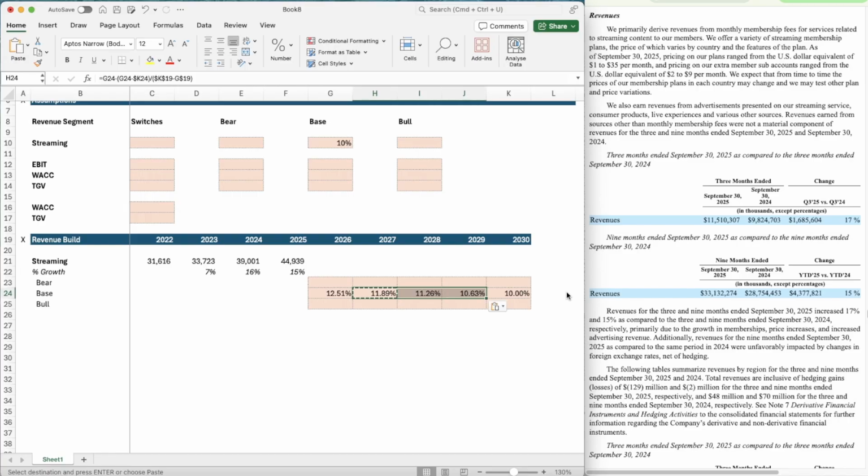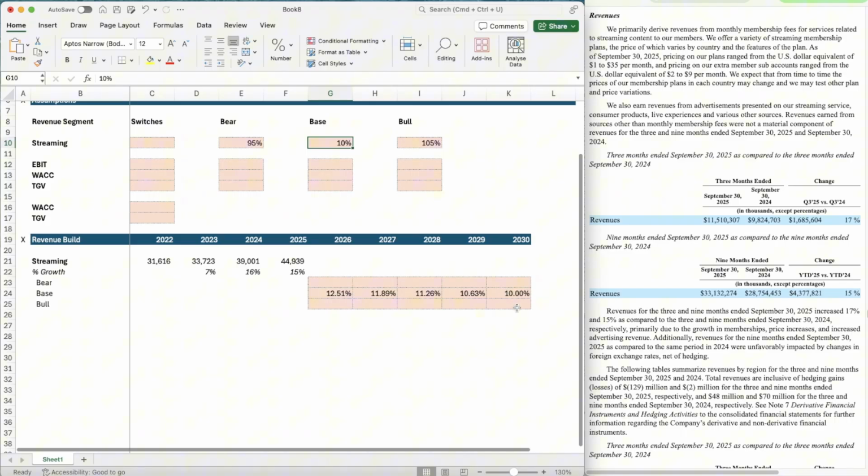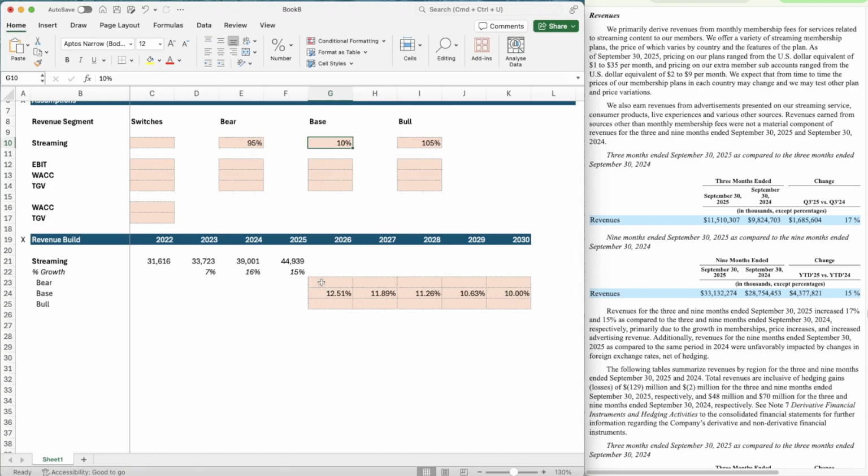Now pull it along. And we'll say the bear case for Netflix is 95%, and the bull case is 105% of this figure. So this figure here, on the bear case, it will be 9.5. On the bull case, it will be 10.5. So what we do now is, for this bear line, we take the base, multiply it by the bear figure, and we lock in this cell.